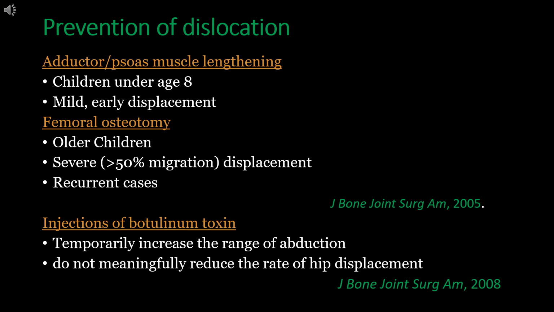Coming to prevention of dislocation. Dislocation may be prevented by treating children under age 8 who have mild early displacement with adductor or psoas muscle lengthening, or by treating older children who have more severe displacement, more than 50% migration, or a recurrent case, with a femoral osteotomy. Injections of botulinum toxin may temporarily increase the range of abduction, but they don't meaningfully reduce the rate of hip displacement in children with cerebral palsy.